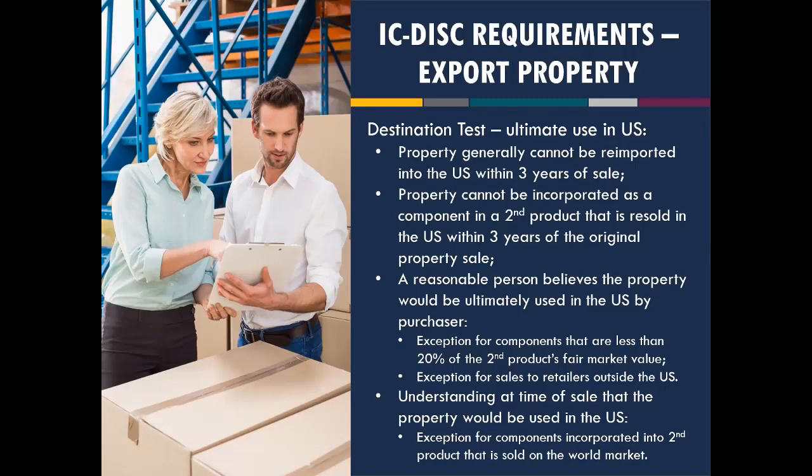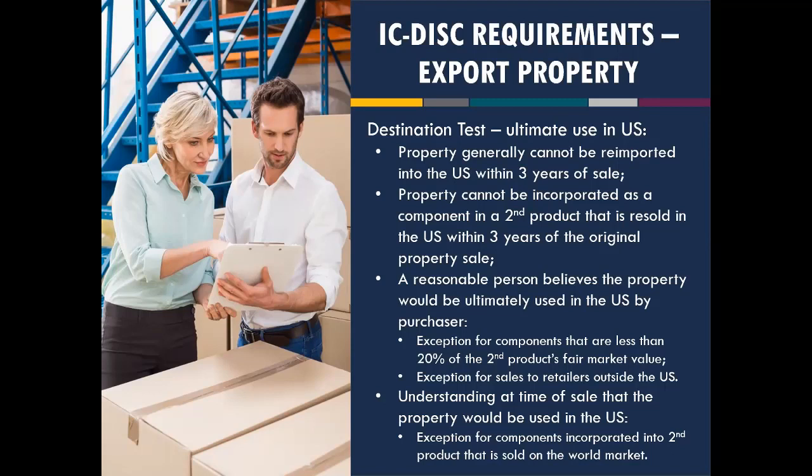But as with anything in the tax code, there's always exceptions to the rules. And these exceptions are if you sell to a foreign retailer. So let's say you sell something across the border into Canada to a retailer, and it's quite possible that a US tourist goes into Canada, sees something, buys it, and brings it back into the US with them. But because you sold it to a foreign retailer, then it's deemed to have been used outside the US, even though it might make its way back into the US.